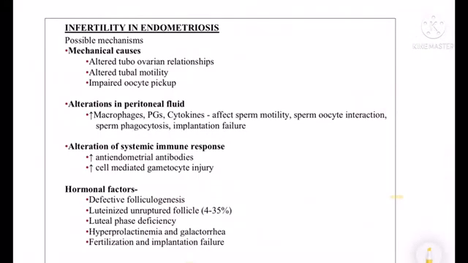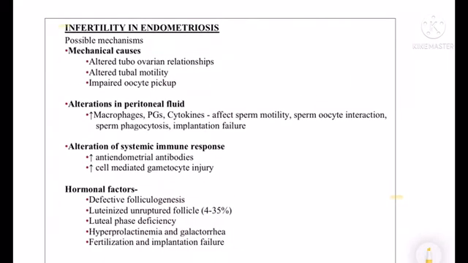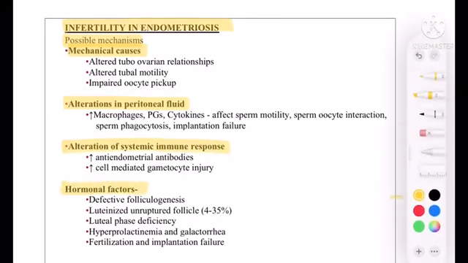Okay, so infertility in endometriosis. What are the possible mechanisms? There are four main mechanisms. Number one, mechanical causes. Number two, alteration in peritoneal fluid. Number three, alteration of systemic immune response. And number four, hormonal factors. One by one we will see the components of each mechanism.